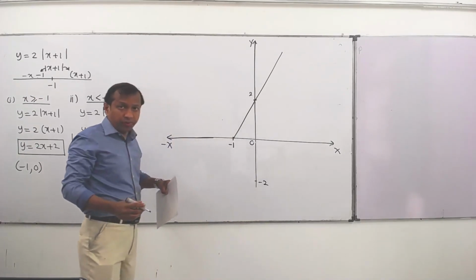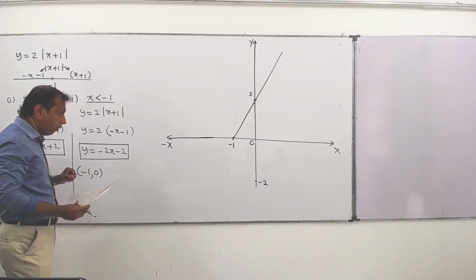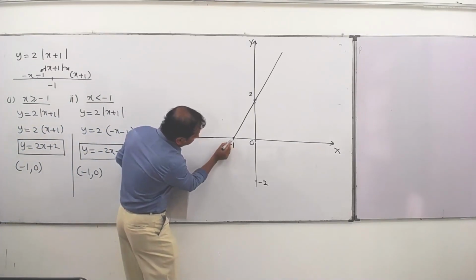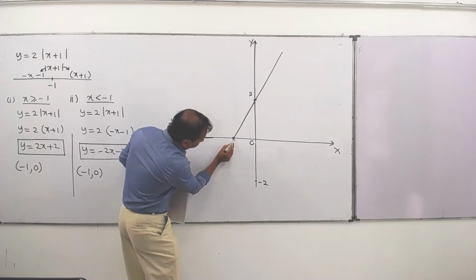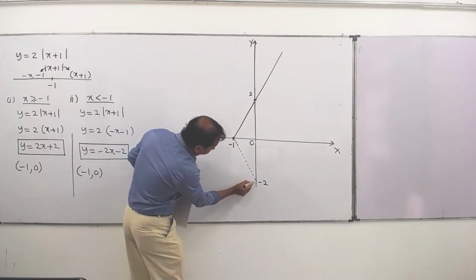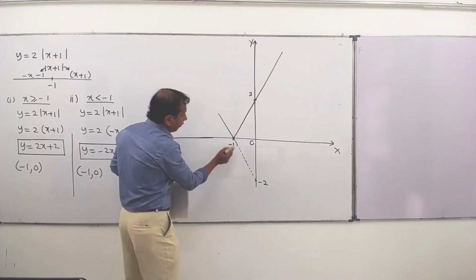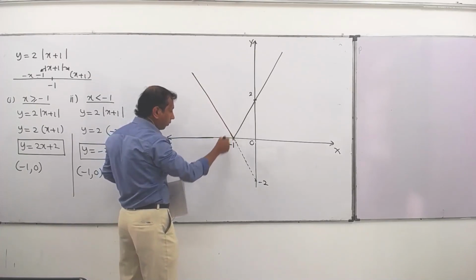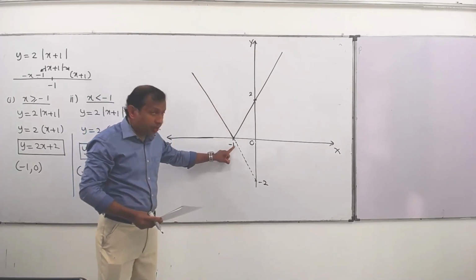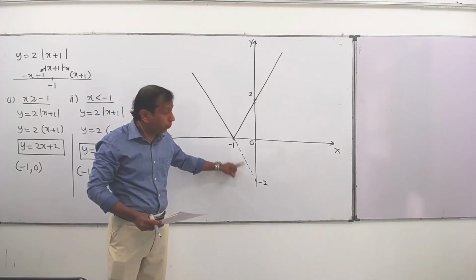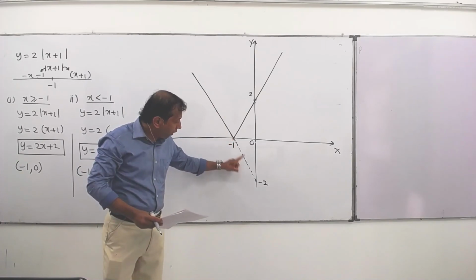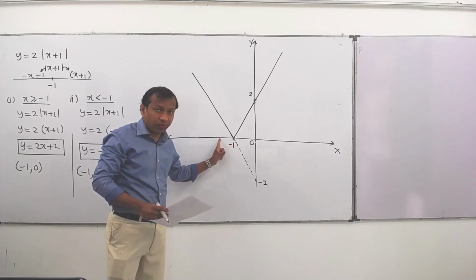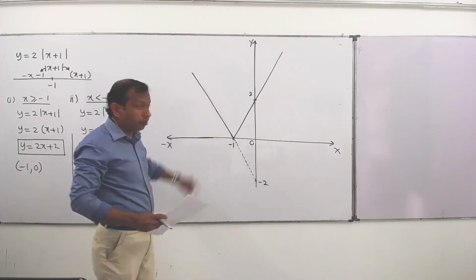But we don't need the whole line. We need only the part on the left of minus 1. So that we can easily take. Join this and this by a dotted line. This way we can produce it. So this dotted line we draw here, to draw this line we use this point and this point. And since we need the line on the left of minus 1, this dotted line we produce this way, right?